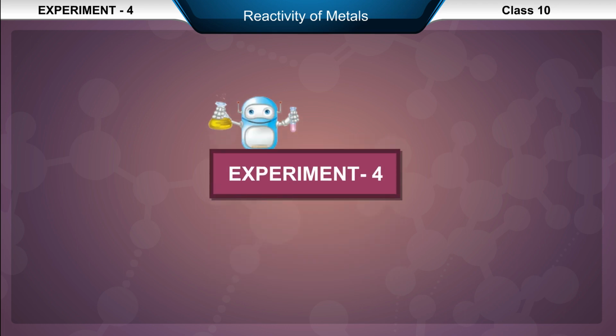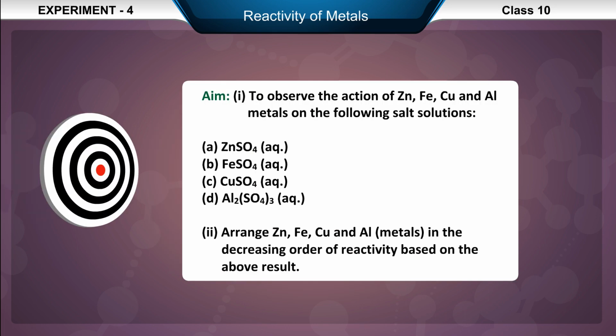Experiment 4. Aim 1. To observe the action of zinc, iron, copper and aluminium metals on the following salt solutions. A. ZnSO4 in aqueous state. B. FeSO4 in aqueous state. C. CuSO4 in aqueous state. D. Al2(SO4)3 in aqueous state.